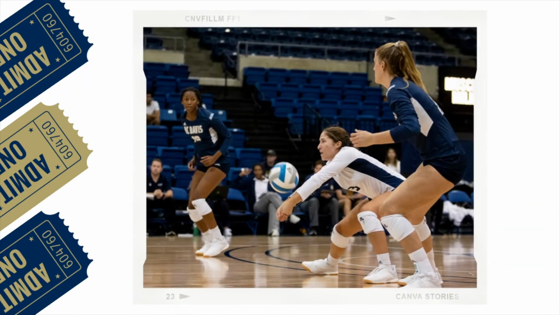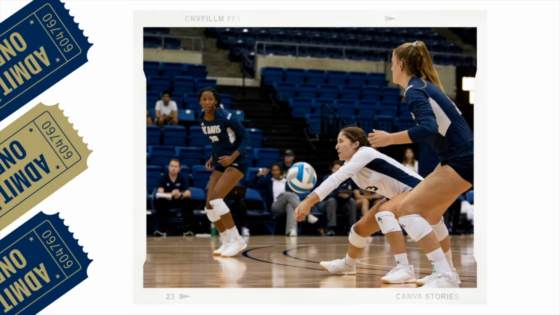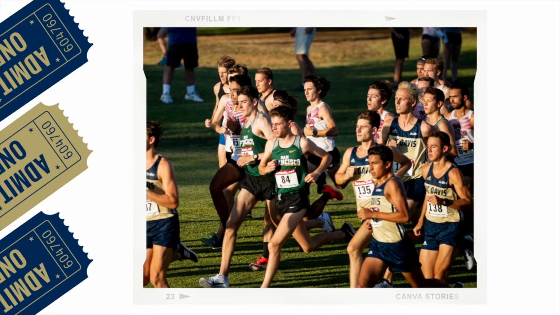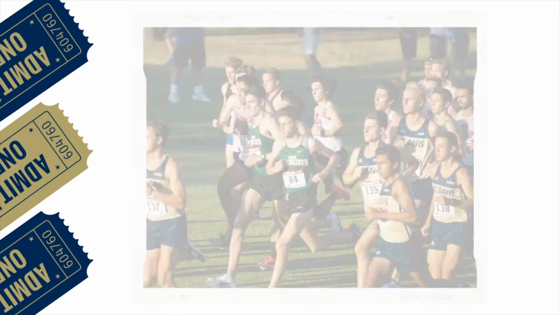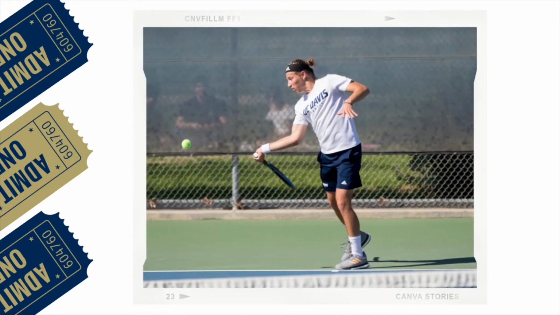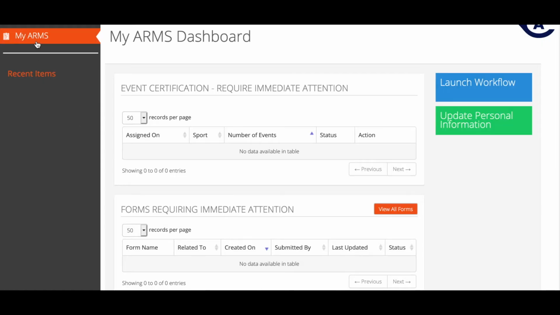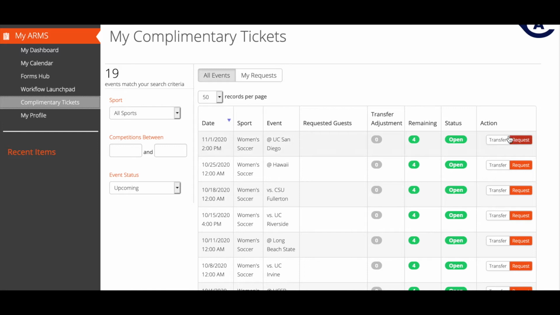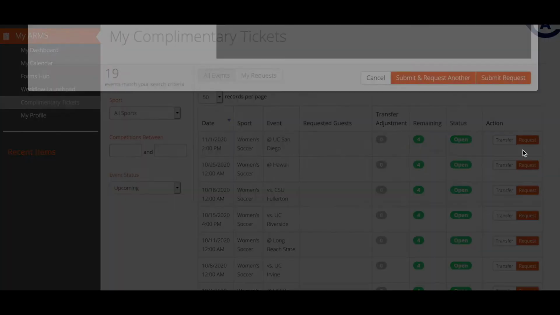Everyone loves free stuff. As a benefit for participation in your sport, each student athlete is eligible to receive 4 free tickets for the sport that they compete in. These free tickets are known as complimentary admissions. The following rules will help you know how to use these tickets. For teams with ticketing, you will be required to submit your 4 guests' names online through ARMS prior to each event.